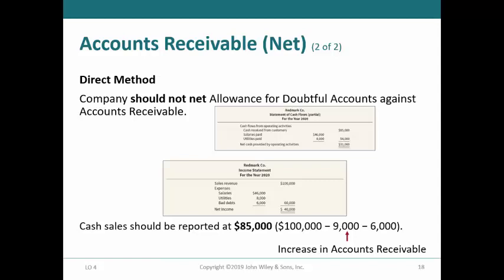The correct presentation of cash received from customers would be $100,000 of sales minus the whole $15,000 increase in accounts receivable and not the netted amount.